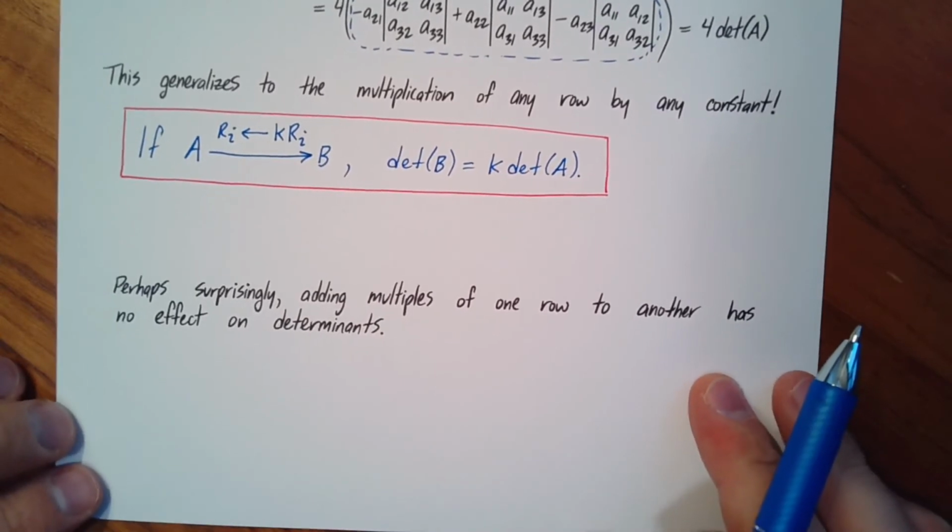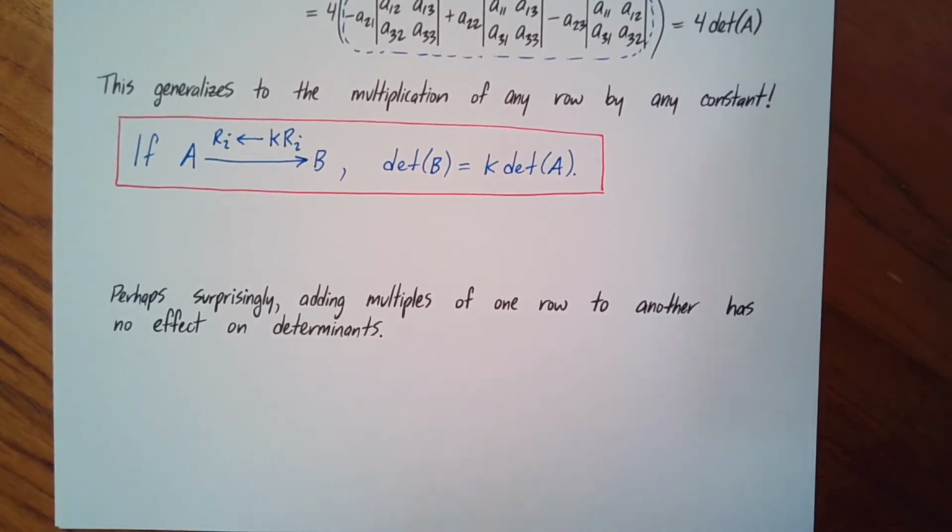Okay, and then the last row operation that we haven't discussed yet is you can add a multiple of one row to another. Right? And it turns out as complex as that row operation would seem, I'm not going to prove this to you. I'm just going to state it. It turns out it has no effect on a determinant. If you add any multiple of any one row to any other row, you won't change the determinant one bit. So that's something that we can put in for the last rule here.